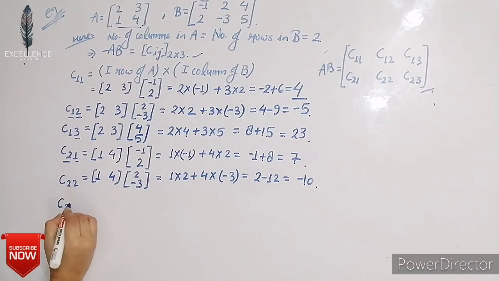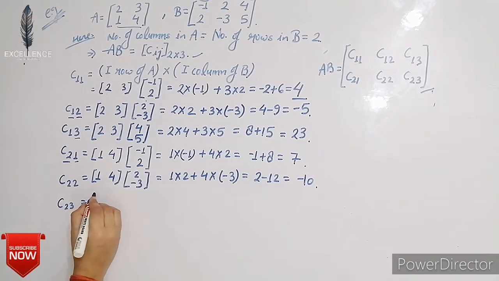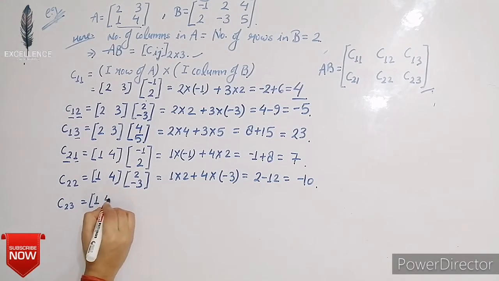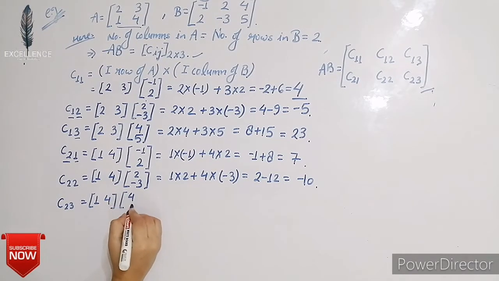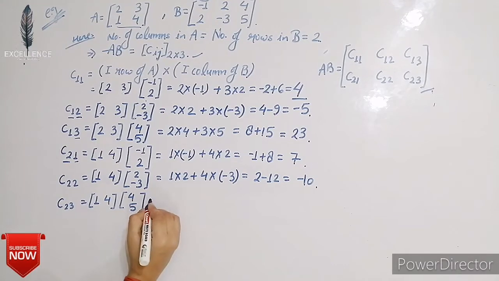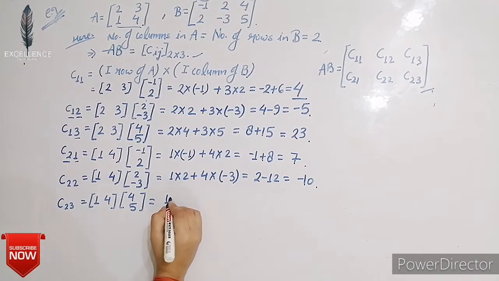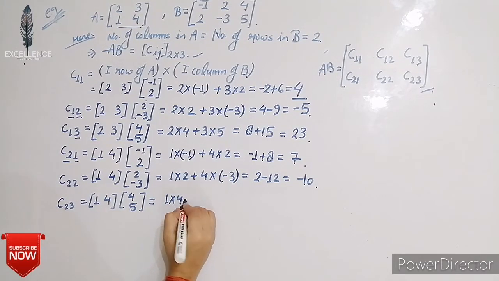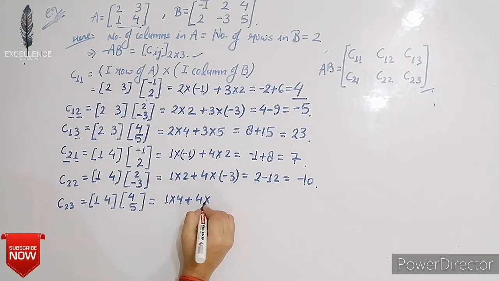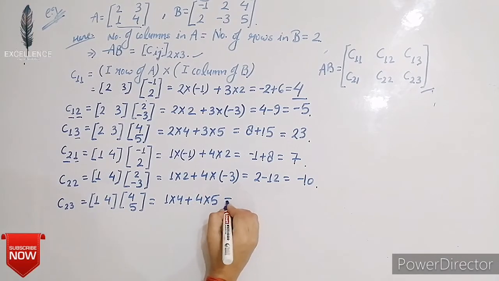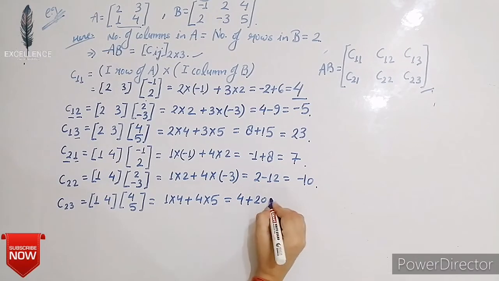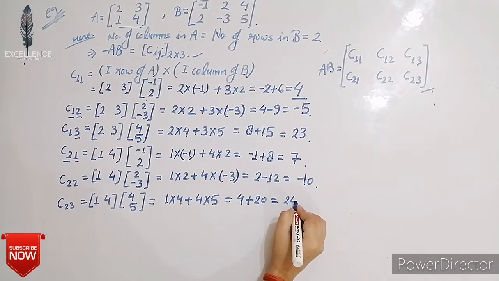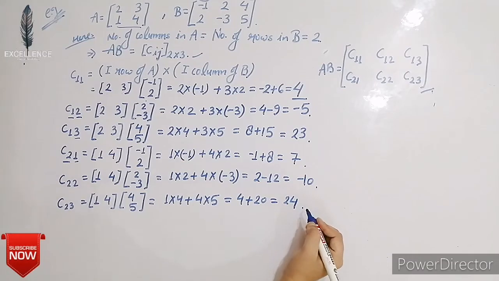Okay. Next, last, C23, is equal to the second row of A, that is 1, 4, and the third column of B, that is 4, 5. So it is equal to 1 into 4 plus 4 into 5, equals 4 plus 20, which is equal to 24.